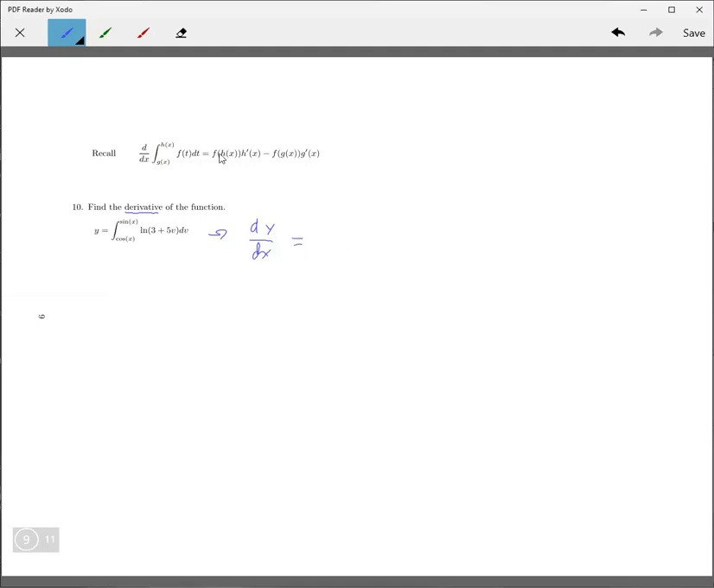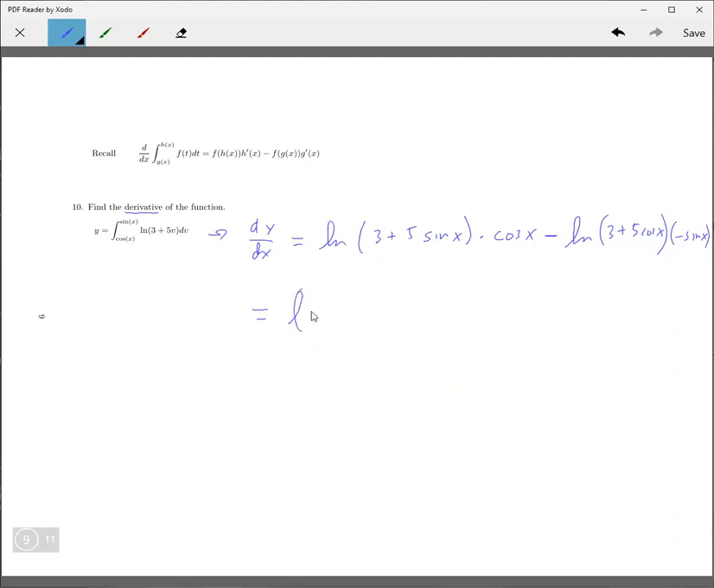Okay. So according to this, you plug the sine x into here. So this sine x goes into there. And then you multiply by the derivative of the inner function, so that's cosine x. Okay, subtract, put the cosine in, multiply by the derivative of cosine, which is negative sine. And that's it. That's it. That's it.